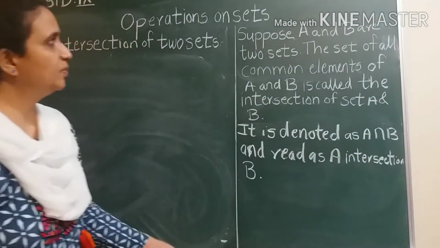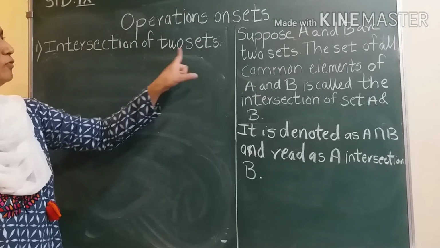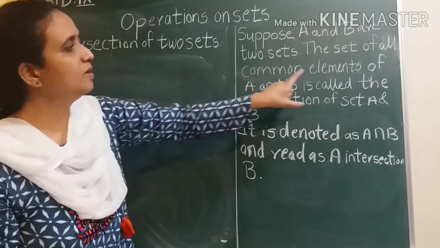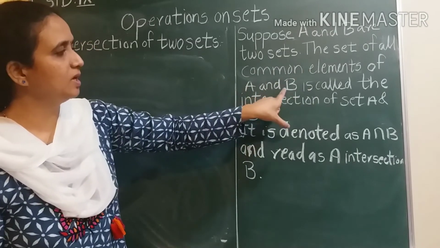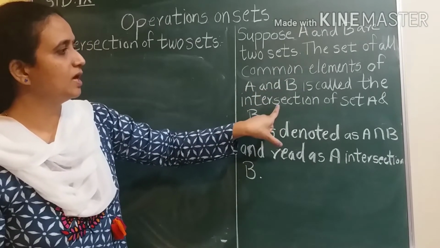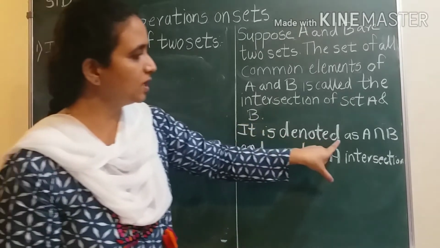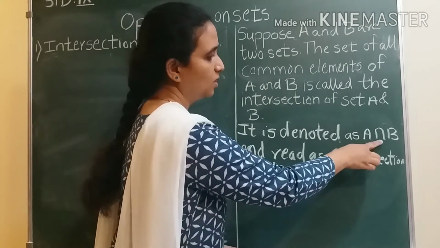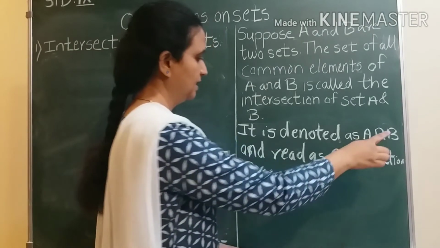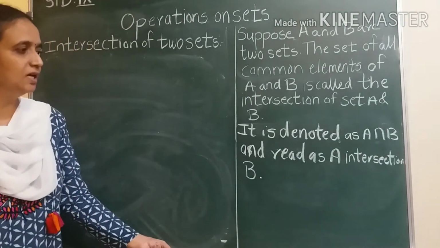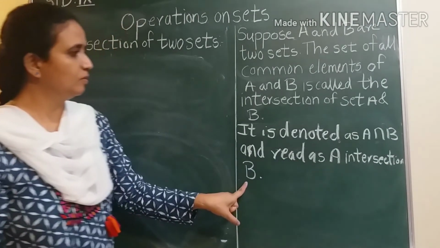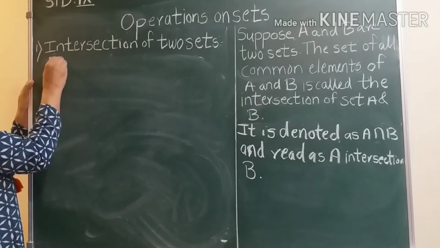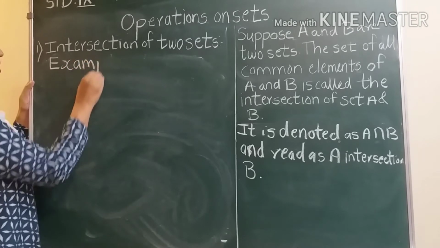I will repeat, what do you mean by intersection of two sets? Suppose we have two sets A and B. The common elements of this set A and B is called the intersection of A and B. It is denoted as A intersection B. This is the symbol used to show the intersection of two sets. And it is read as A intersection B. To understand this in a better way, I will give you some examples.